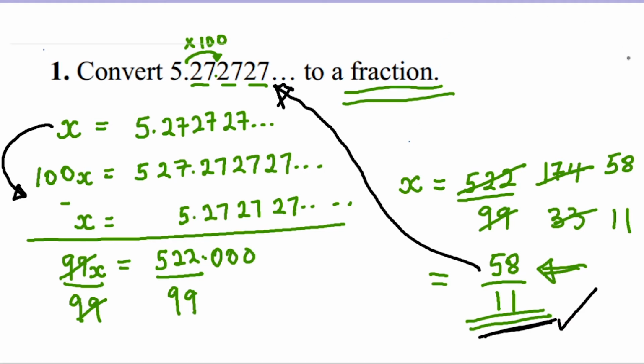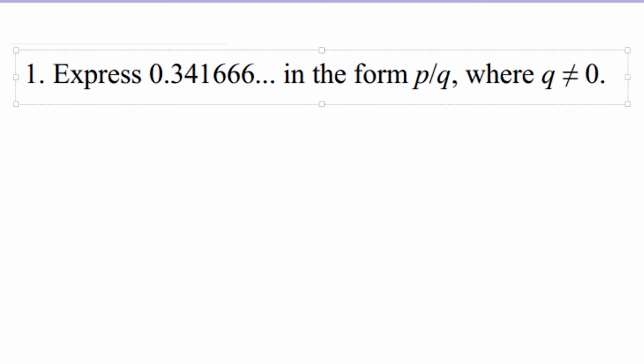Okay, moving on to the next. It's the same thing here. They're asking us to express 0.341 with a recurring 6 in the form of P over Q, where Q is not equal to 0, so the denominator is not equal to 0. This is also another way of expressing a recurring decimal.